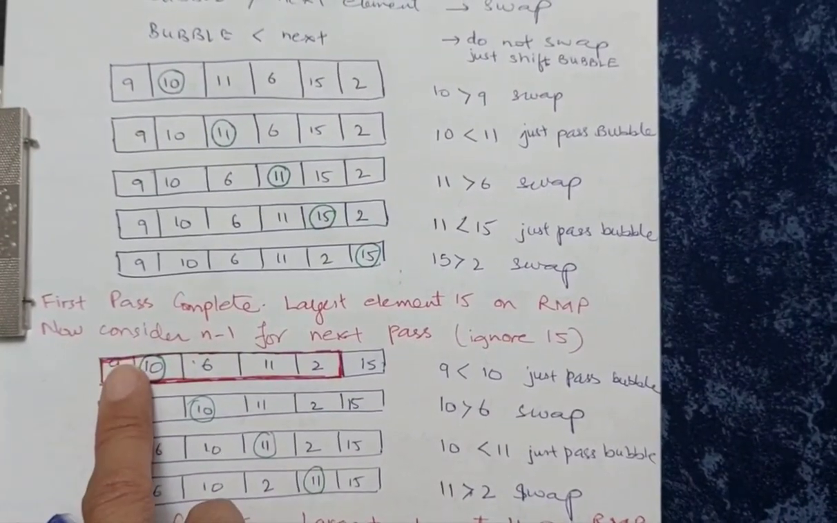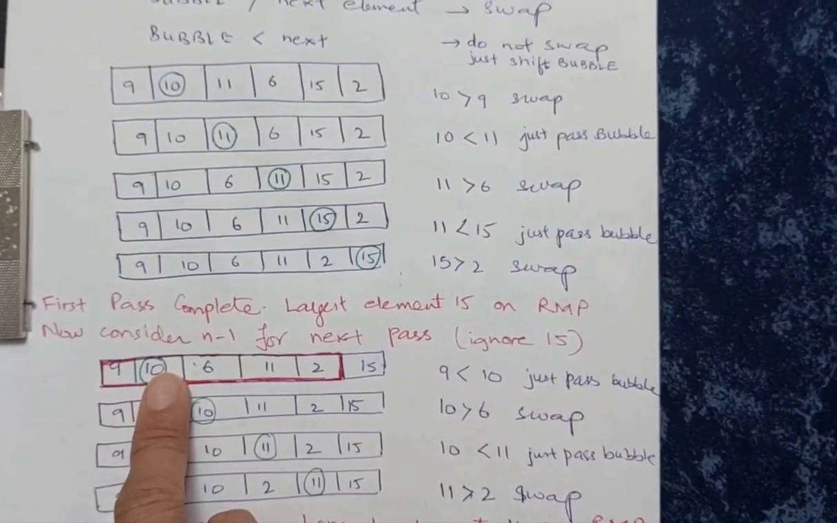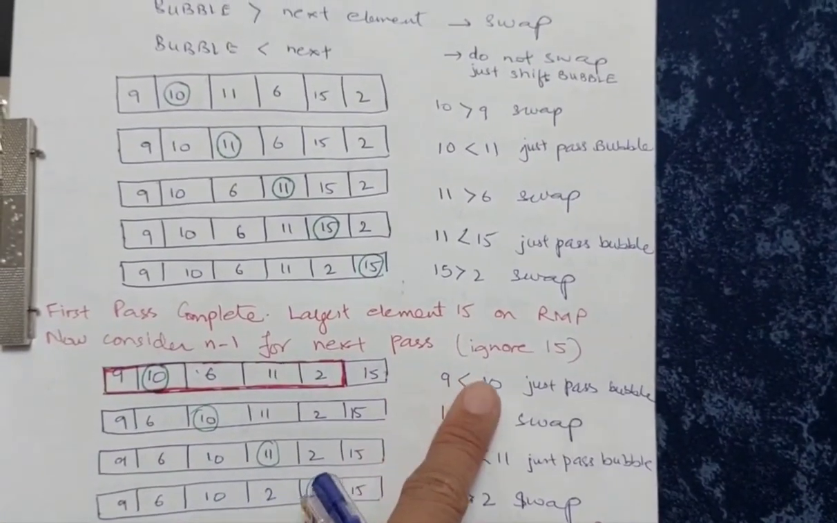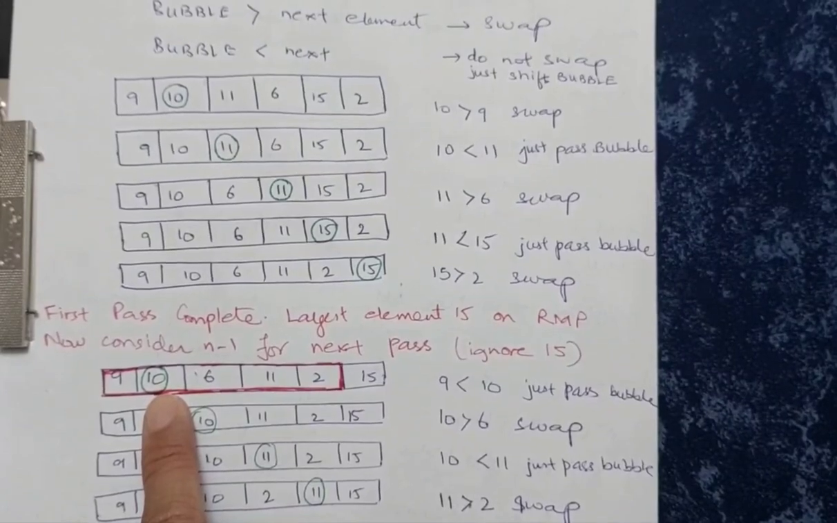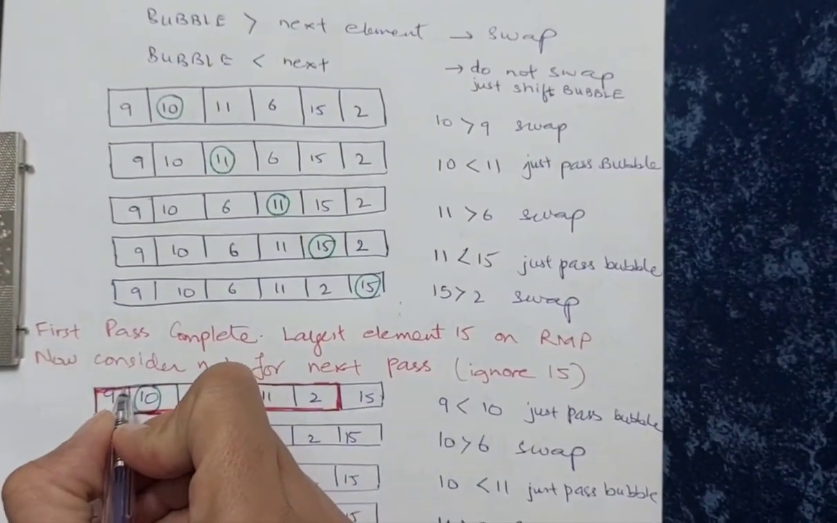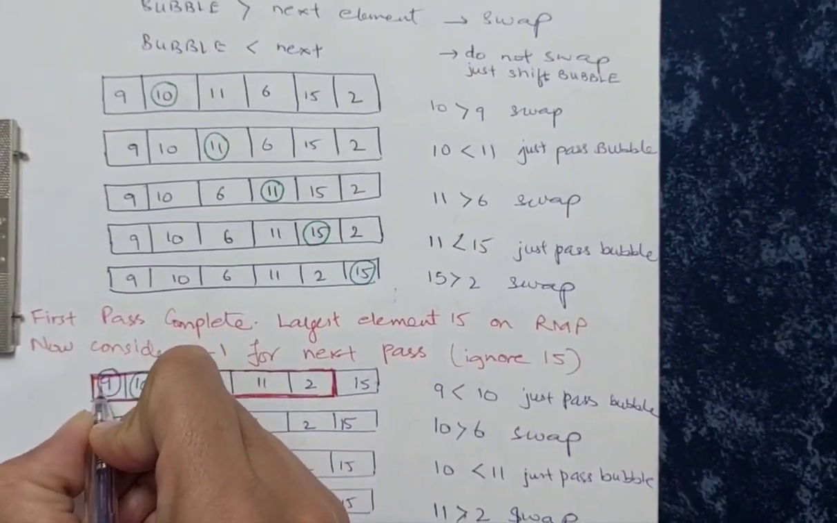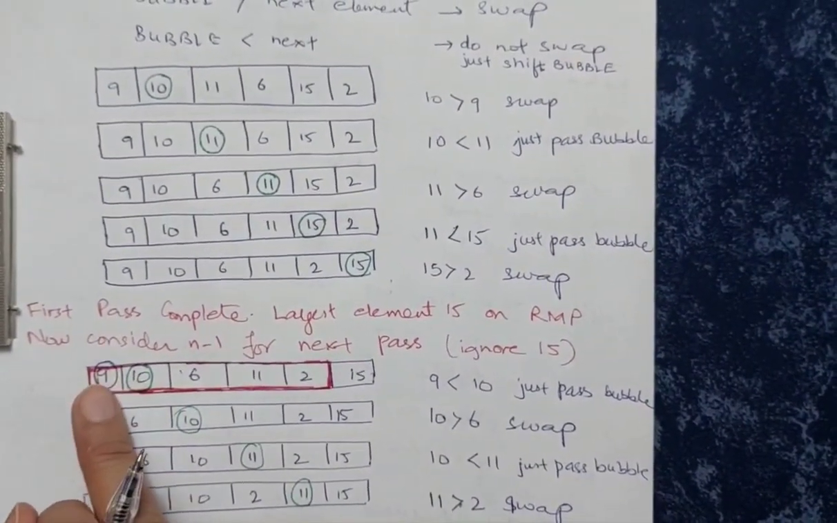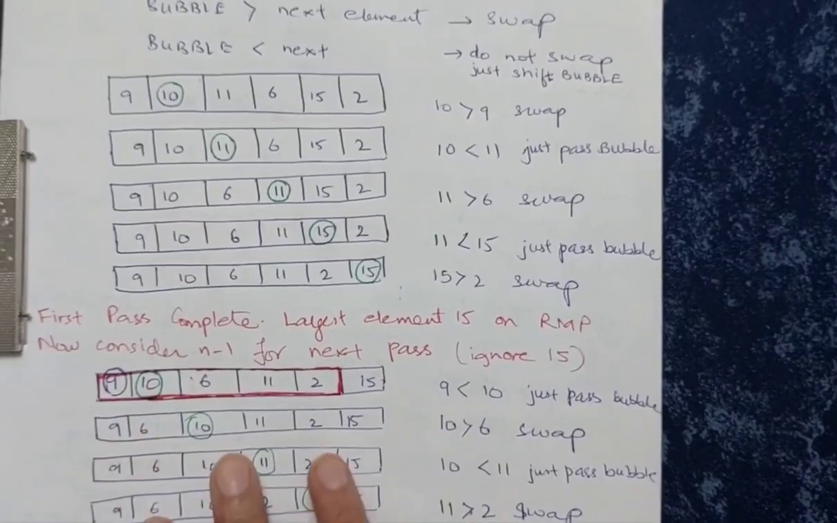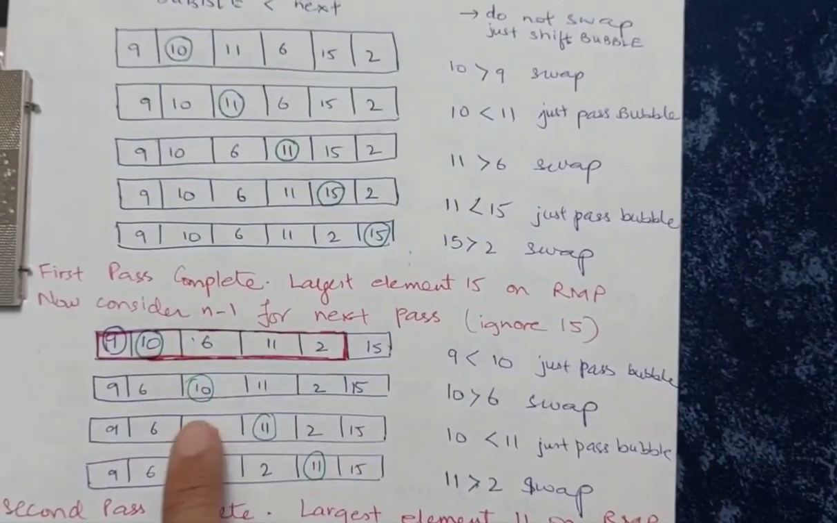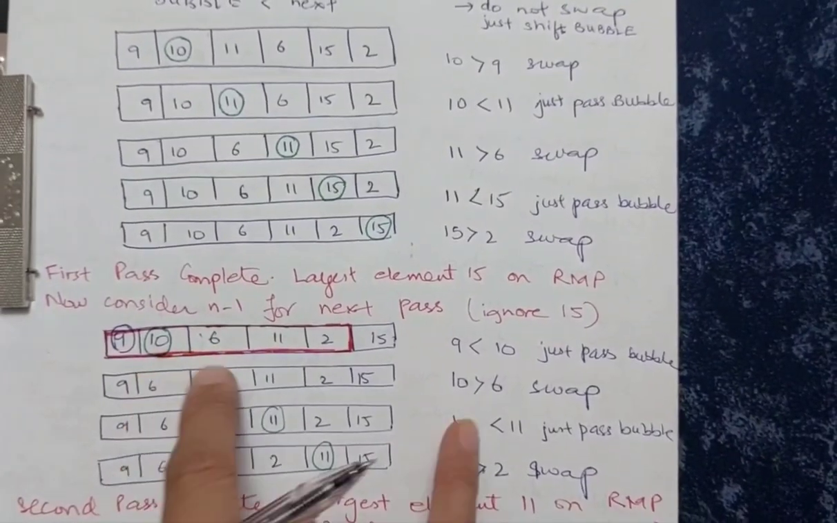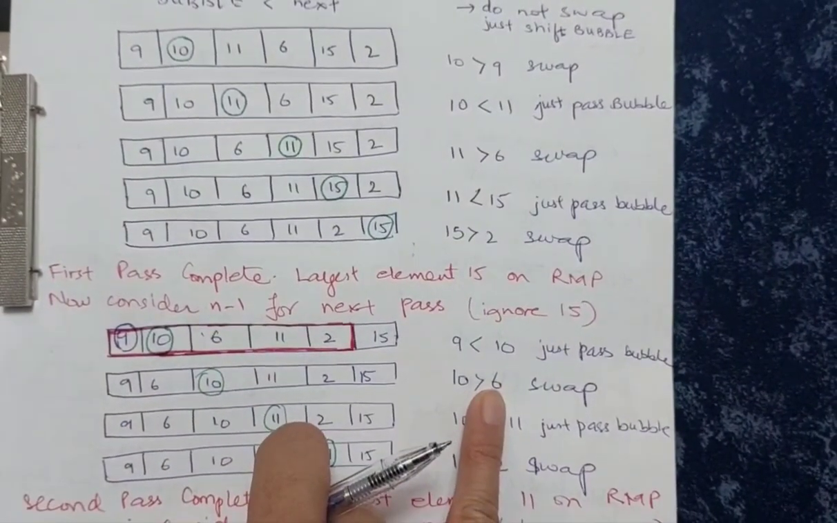I will compare 9 with 10, and I can see that 9 is smaller than 10, so we have simply passed the bubble to the next element. Initially the bubble was over here, and when I compared 9 with 10 and found that 9 is smaller than 10, the bubble was simply shifted to the next position. In the next step, 10 and 6 are compared. 10 is larger than 6, so I have done swapping.